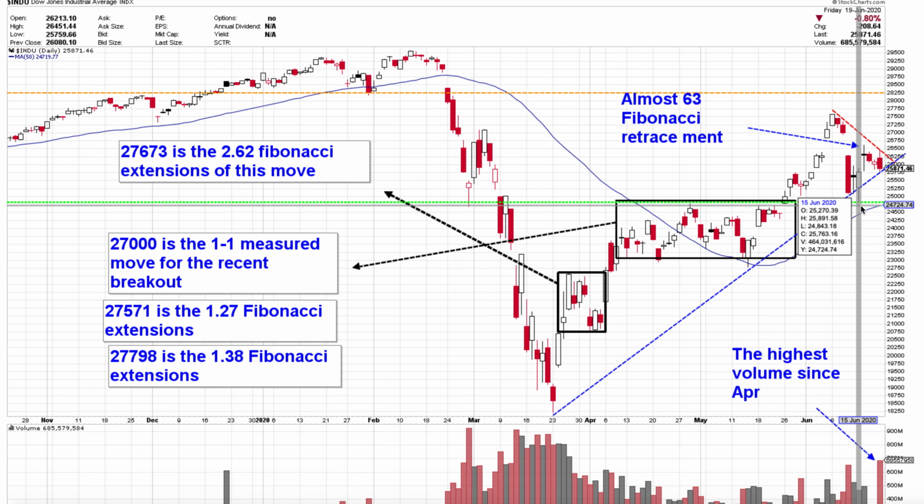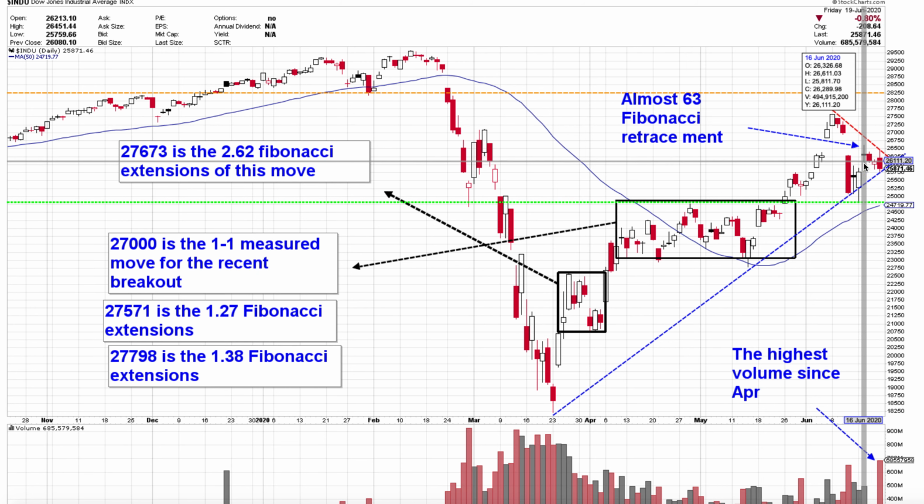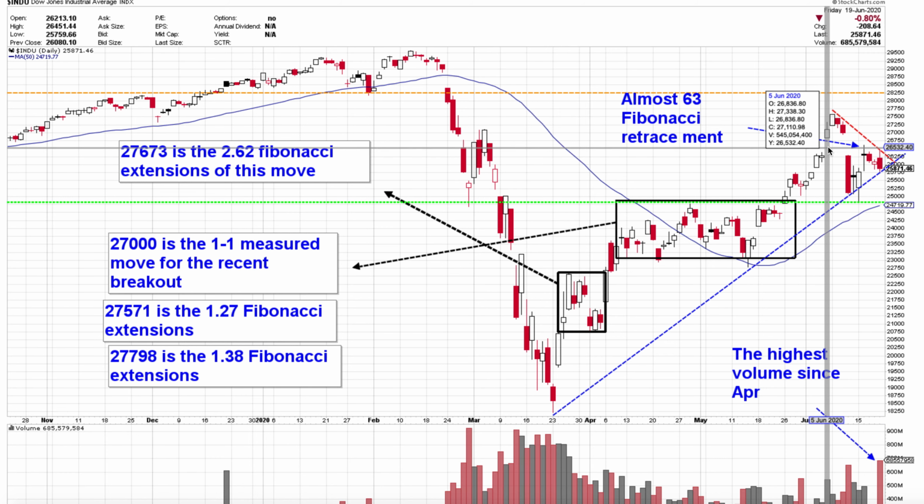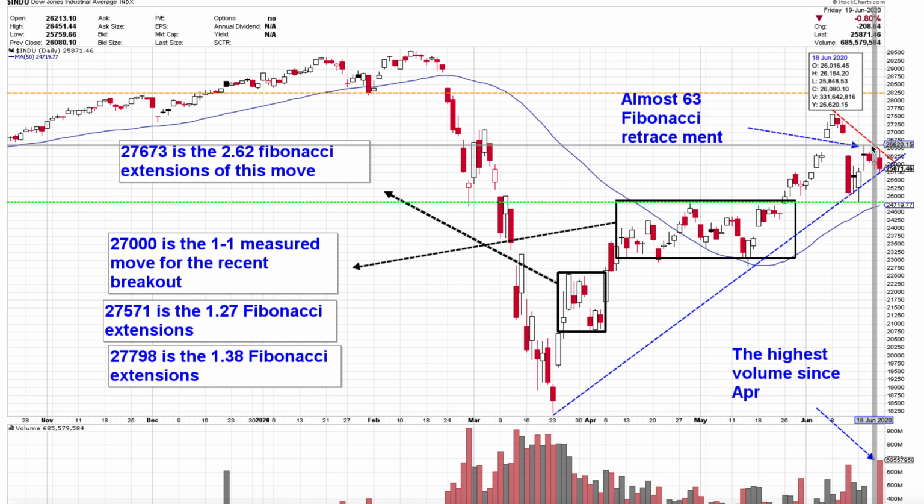It did not look like a flush. This should have been a flush. So what happened after that? Boom, a doji. A doji is not a good thing. It's indecision. So we would have been bullish when you clear the high of this day.